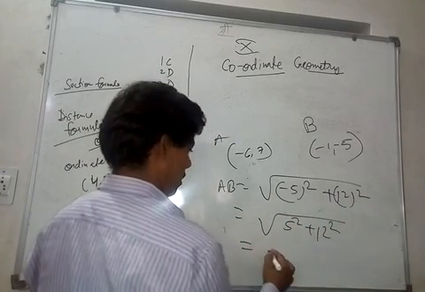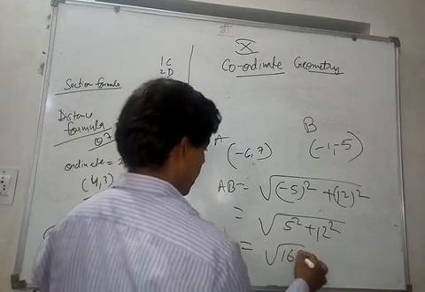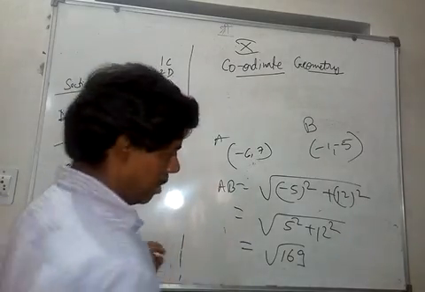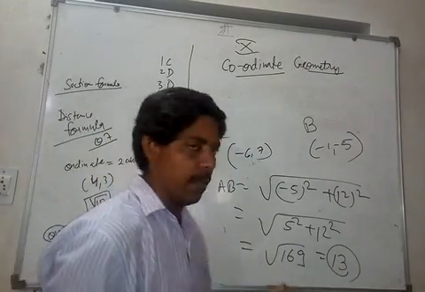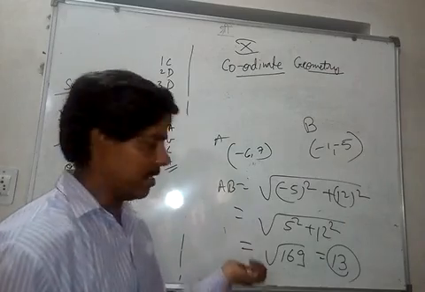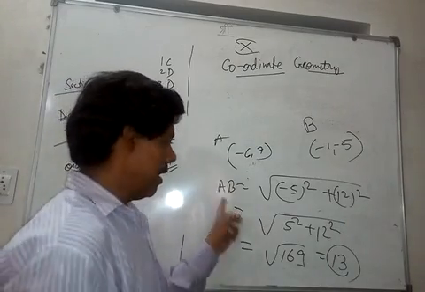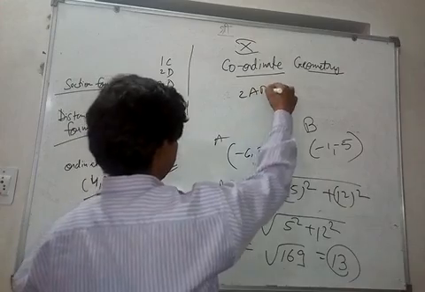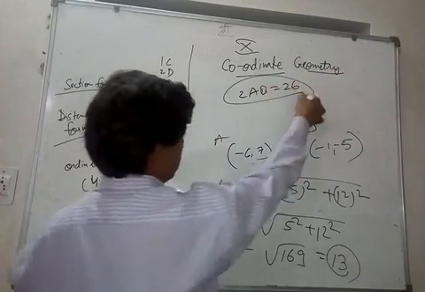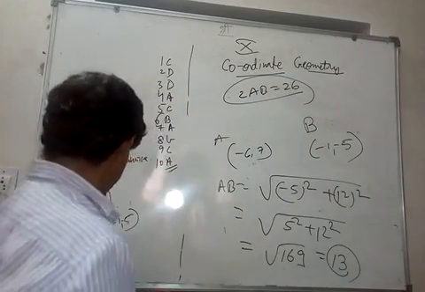So that is 169. Square root, you must know, is 13. Sometimes students don't take the square root, they write 169 or double of 169 as the answer. No. AB is root 169, so 13 is the answer. Now 2AB is 26 units. So this is how you would have done the test.